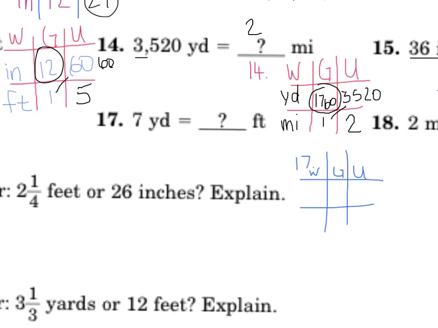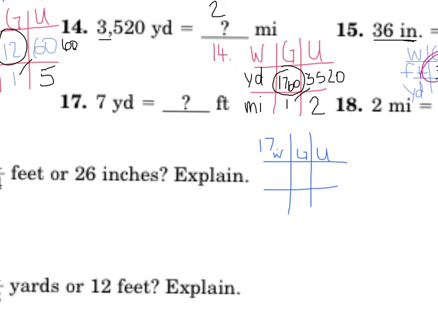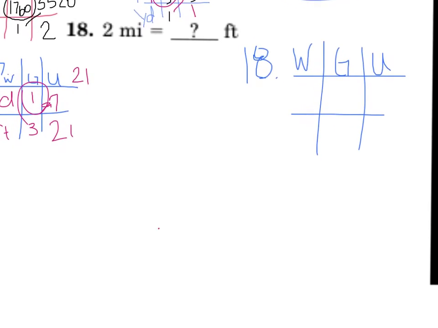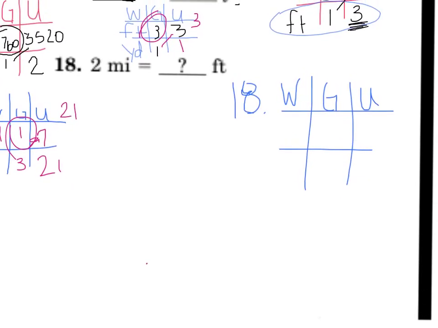Let's look at number 17. It's just yards and feet. Yards, feet. There are 3 feet in 1 yard. Okay, so how many would 7 yards be? 3 times 7, 21. 21 divided by 1 is 21. Okay, that was pretty easy. Okay, the last one over here, 2 miles to feet.